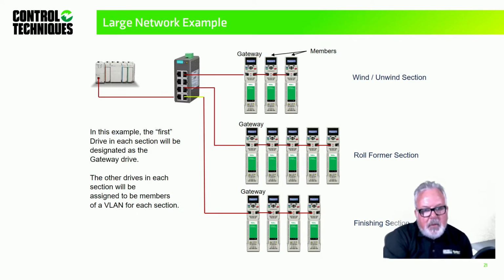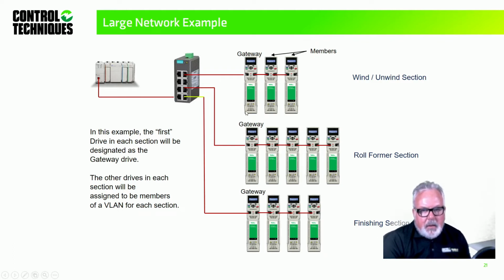So here's an example of a large network. In this case, I have 12 drives, and I have segregated those drives into 3 sections. This might be the wind-unwind section of the machine. This would be the roll former section. And here's the finishing section. Each one of these sections has a drive that is designated as an Ethernet gateway.